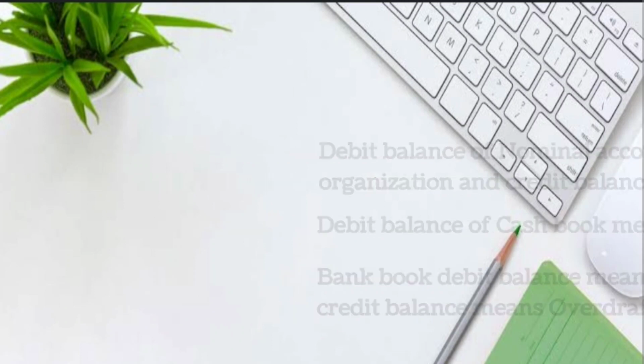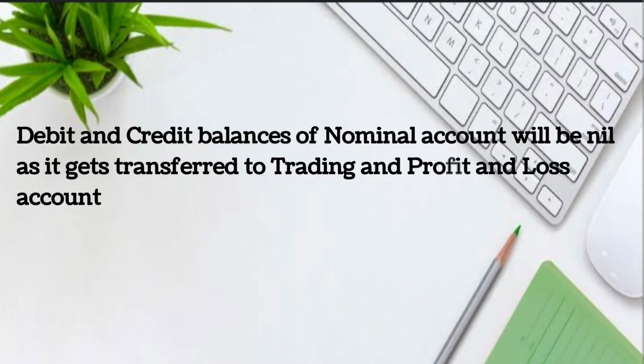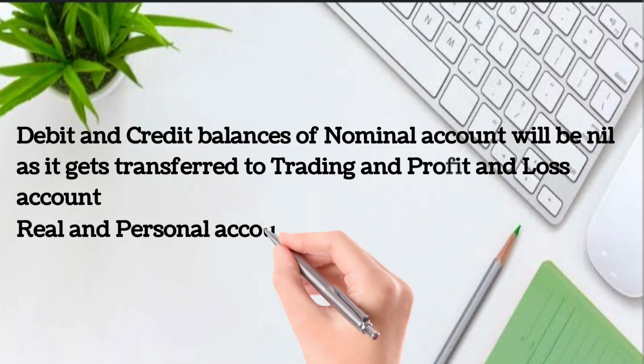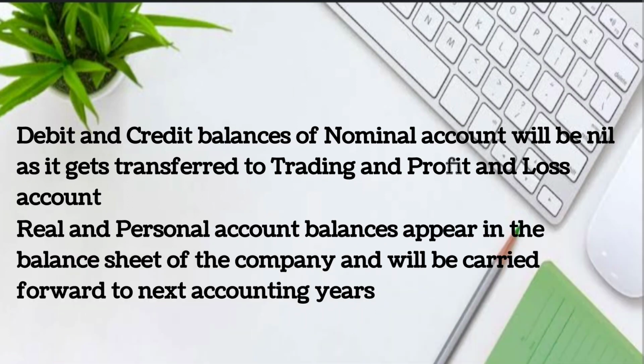Debit and credit balances of a nominal account, that is the expenses and income, will be nil because these balances will get transferred to the trading and profit and loss account. So in order to arrive at the profit and loss of the company, we will be transferring all the incomes and expenses to the trading and profit and loss account. Okay. Then balances of real and personal accounts will appear in the balance sheet of the company and are to be carried forward to the next accounting year.